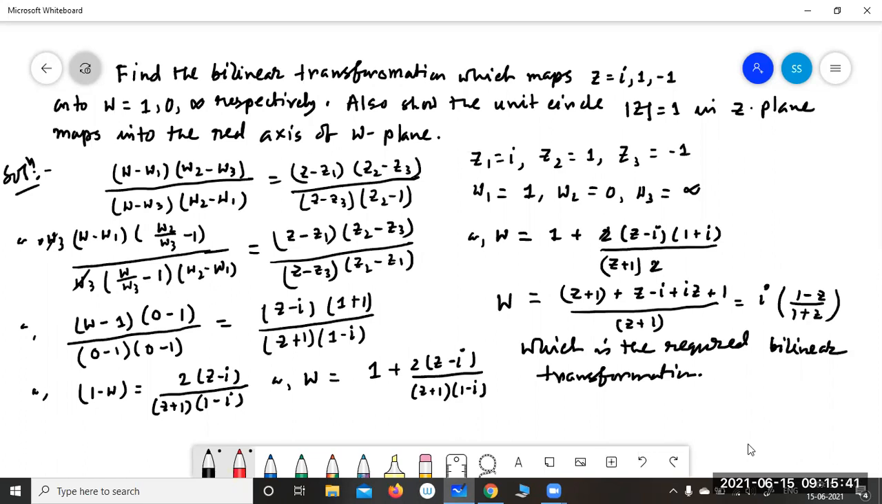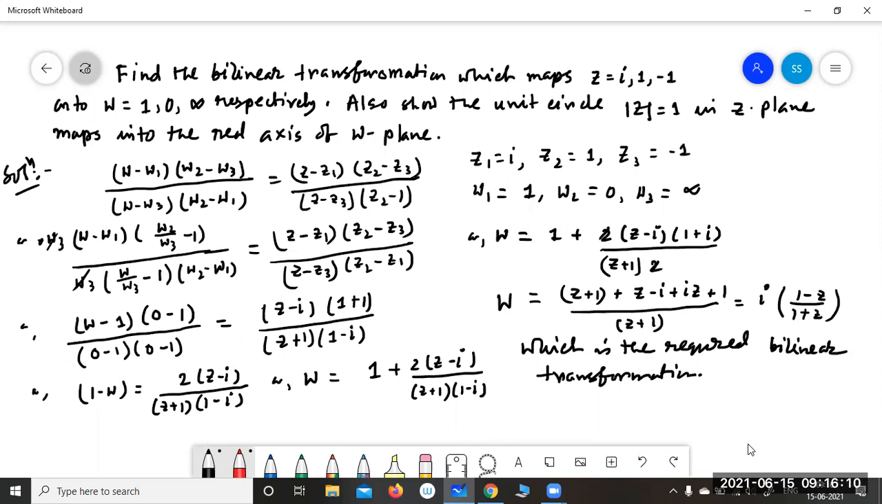Is it clear? So first part is completed. If someone has doubt, please ask me. Make the calculation. After that, W will be coming I into 1 minus Z by 1 plus Z. It is very clear. For the calculation, I am not going for that.